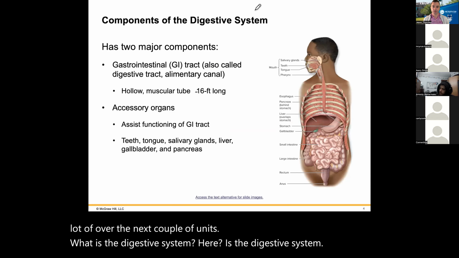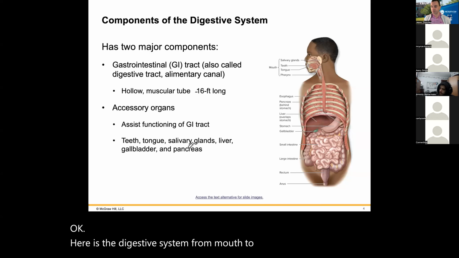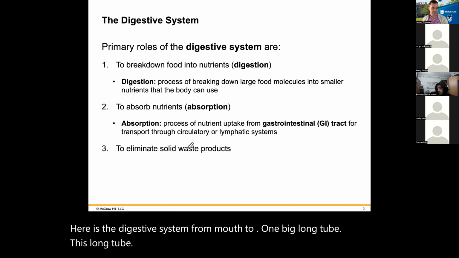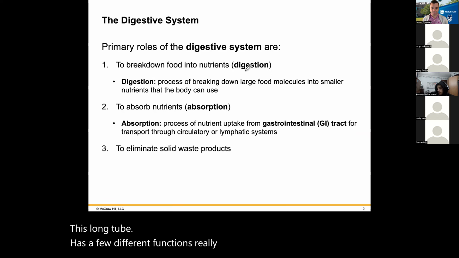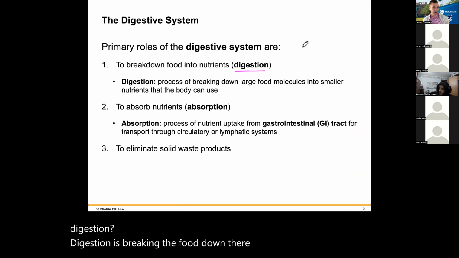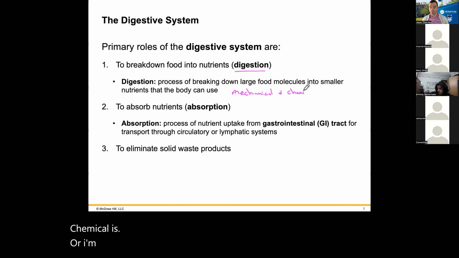Here is the digestive system from mouth to anus, one big long tube. This long tube has a few different functions. Really, the biggest one that we think of is truly digestion. Digestion is breaking the food down. There is a mechanical digestion, and a chemical digestion. Mechanical is physical breaking it down.